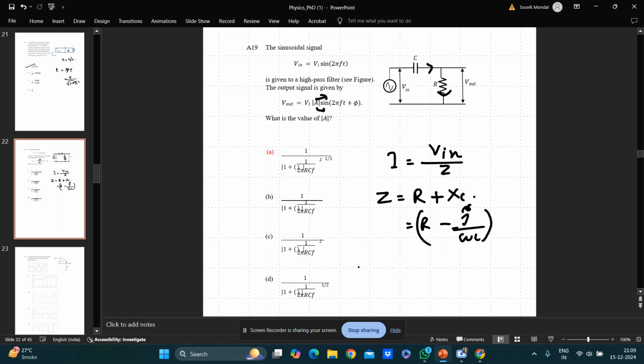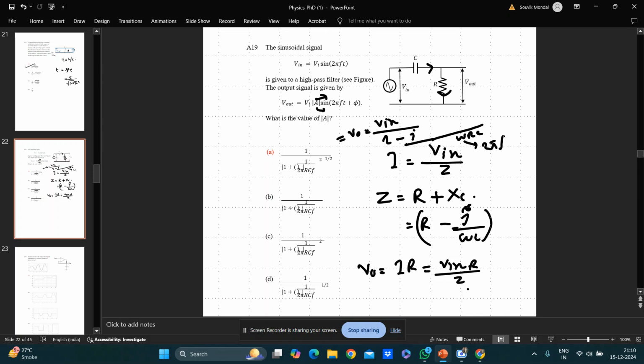Now what is v out? V out is simply I into r, so v in by z into r. Now put the value of z here, so you will get v out is equal to v in times 1 minus j divided by omega rc, and omega is 2 pi f. So this is a complex number. If you take the mod of this complex number, you will get option 1, which is 1 plus 1 by 2 pi f r c whole square, under the square root. So this is option 1.